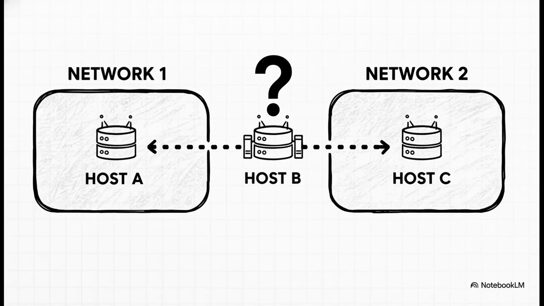So here's our lab setup. Just imagine host A is in, say, one building, and host C is in another building, and they're each on their own private network. Our machine in the middle, host B, that one's special. It has two network cards. One has a connection to the first building, and the other has a connection to the second. Our whole goal here is to make host B the bridge that lets host A and host C finally talk to each other.